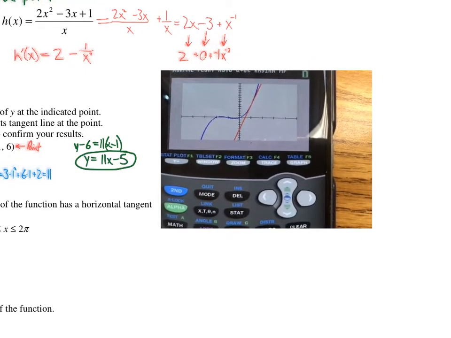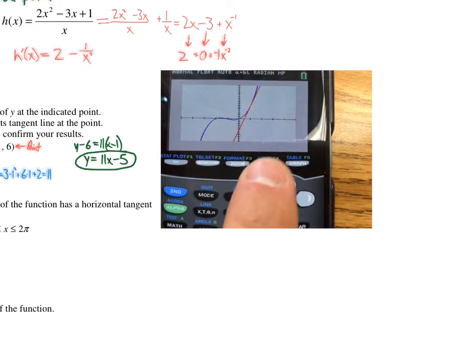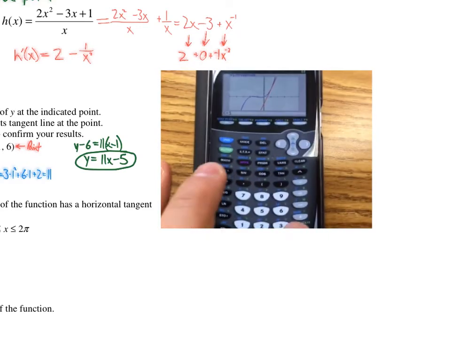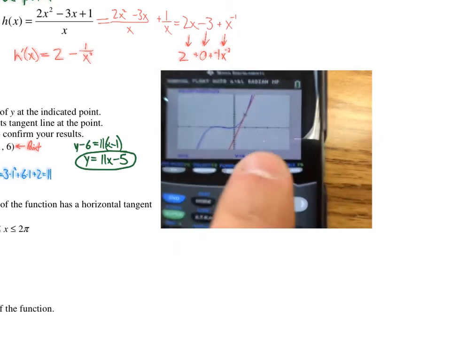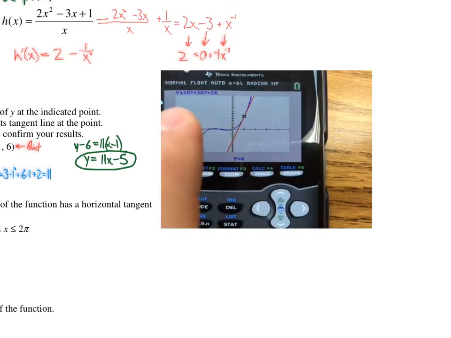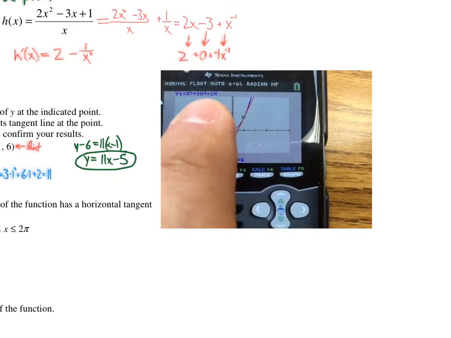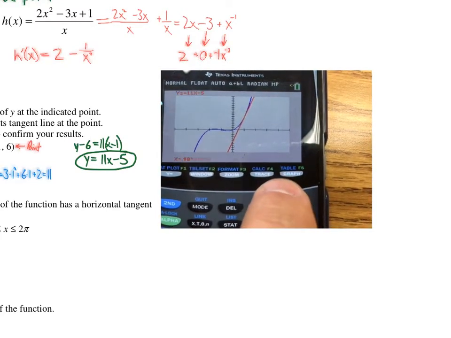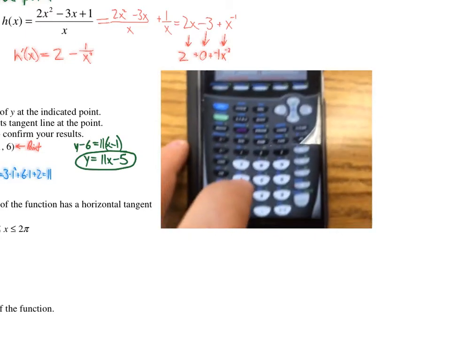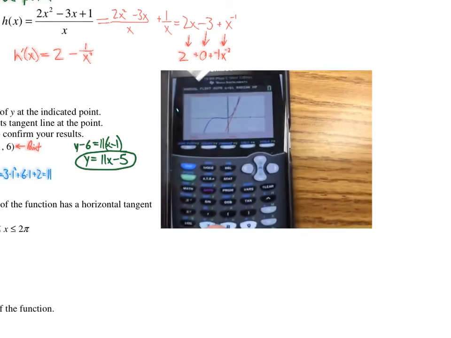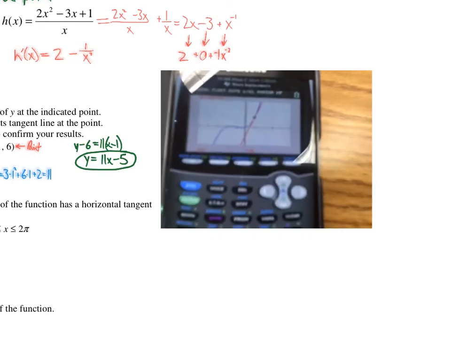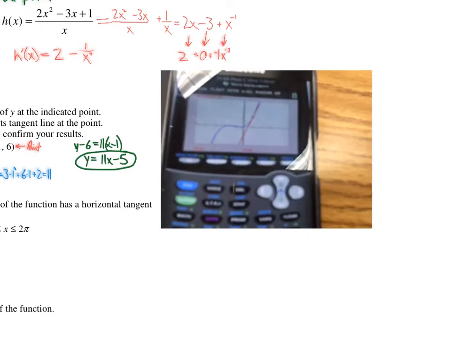Now, how do we check this? If I trace and I hit 1, I can see that 0.16 that we used. Notice that's the point on the original function. If I hit the up arrow, it'll jump to the other function. And if I hit trace 1, notice it also contains the 0.16. So I know I hit the point I was aiming for.